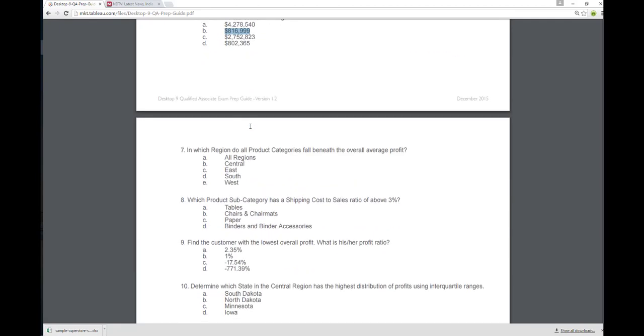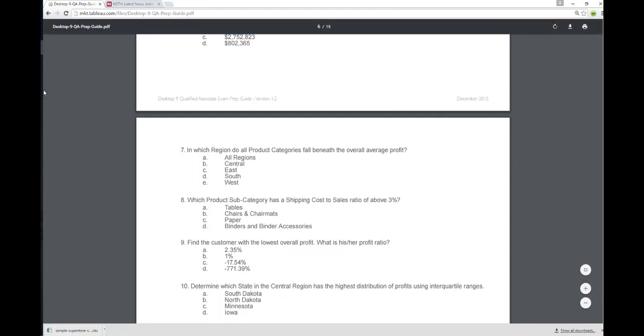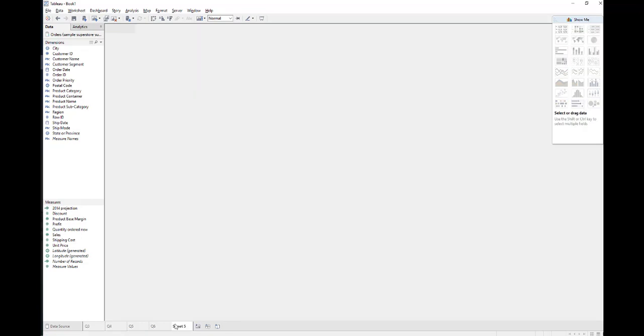So the next question that we are going to look at is question 7. In which region do all product categories fall beneath the overall average profit? So this is an interesting thing. So in which region do all product categories fall beneath the overall average profit? So let's go back and see question 7.